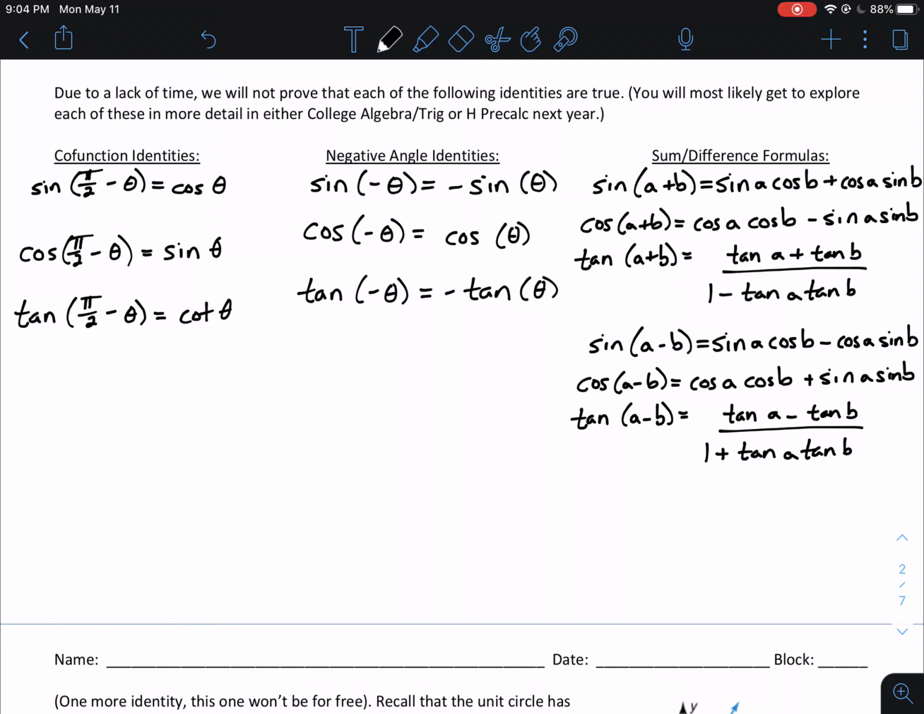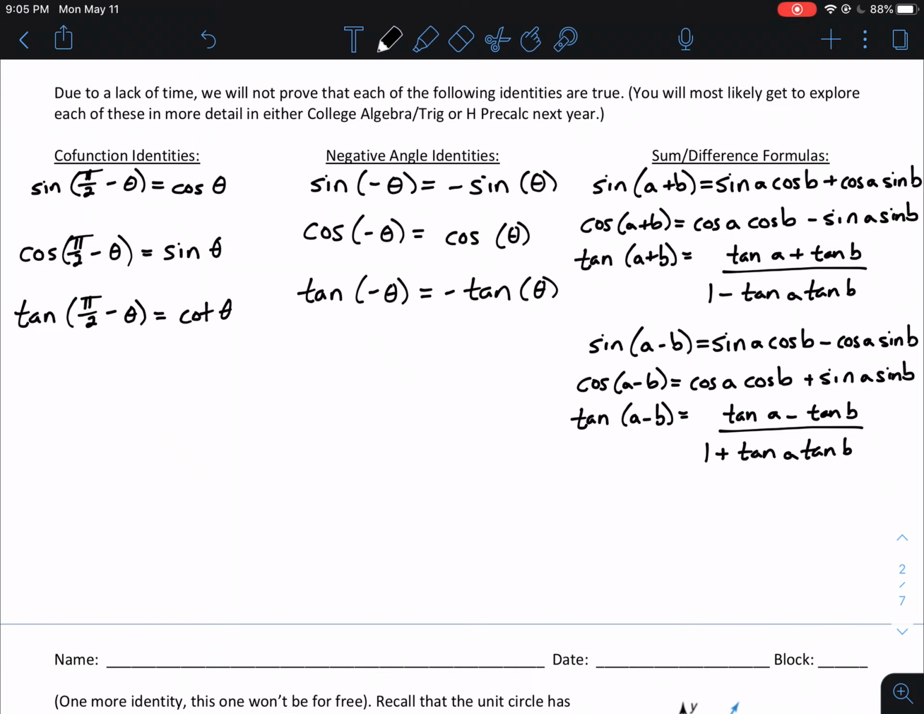The negative angle identities then talk about whether the functions are either an odd function or an even function. The only even function is cosine. So if you notice, cosine of negative theta is the same as cosine of theta. That is because it's an even function. The two odd functions are sine and tangent. And that's because when you take sine of a negative angle, negative theta, that's the same as negative sine of that same angle theta. And the same is true for tangent.